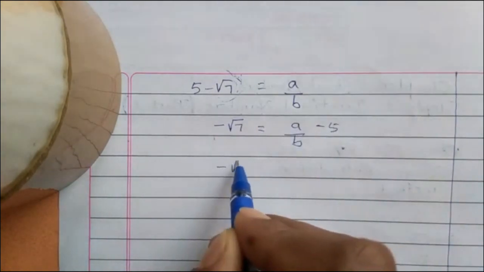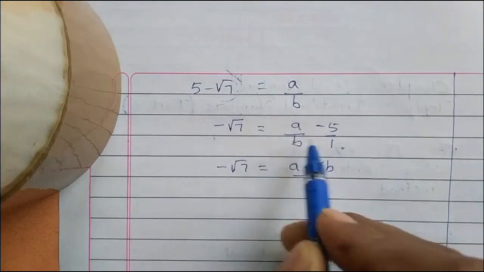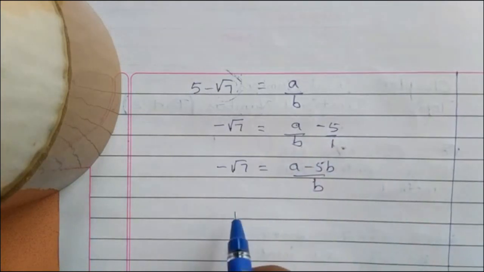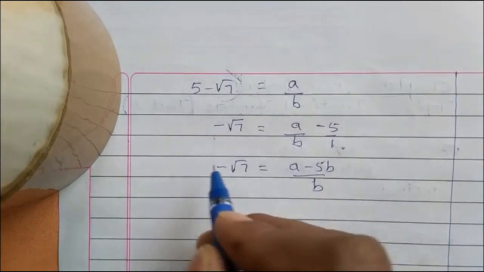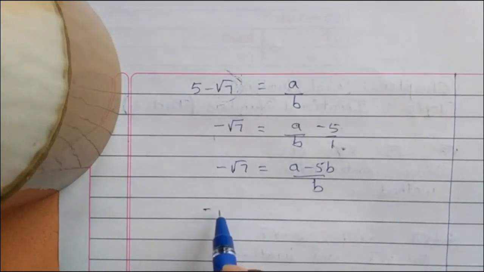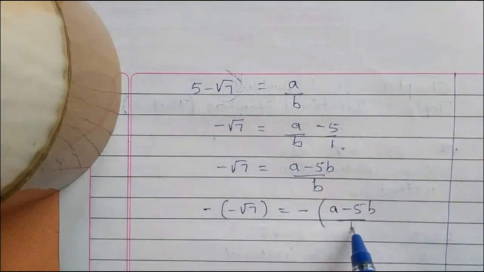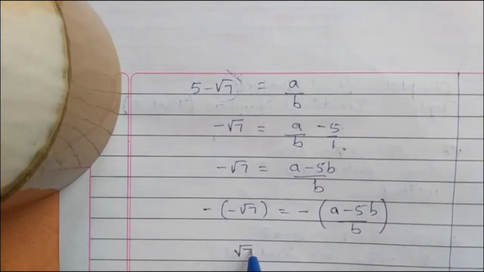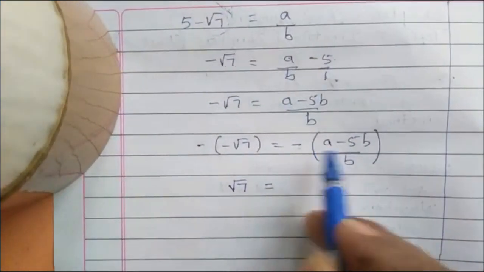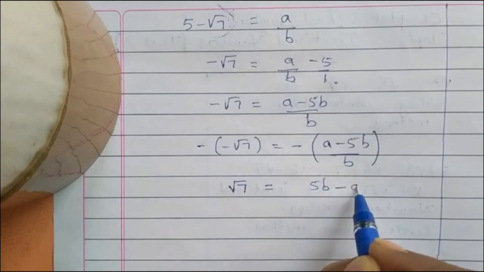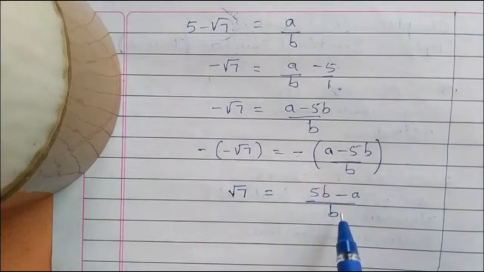Minus root 7 equals a by b minus 5. Take LCM: b into 1 is b, 1 into a is a, 5 into b is 5b. So in the left hand side a minus is there, so we multiply both the left hand side and right hand side by minus. Minus of minus root 7 is root 7, and minus of (a minus 5b) divided by b is (5b minus a) divided by b.